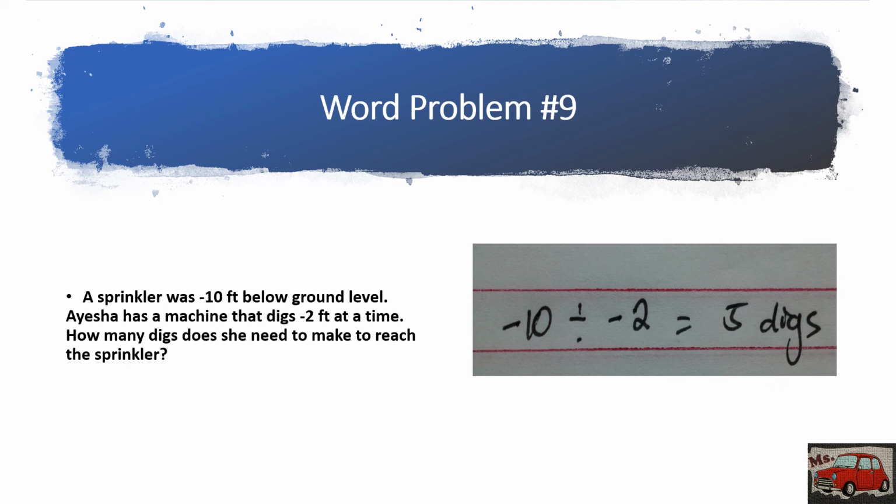Okay? So, we need to divide negative 10 by negative 2 and the answer is 5 digs. Okay? Bago maabot yung sprinkler na nandun sa ground or nasa ilalim ng ground.